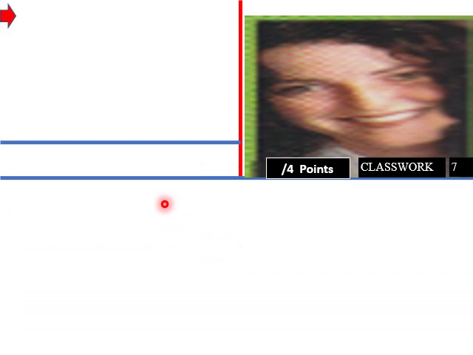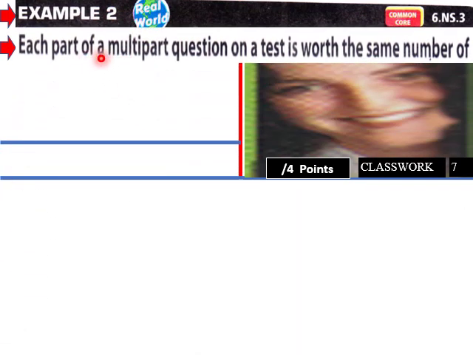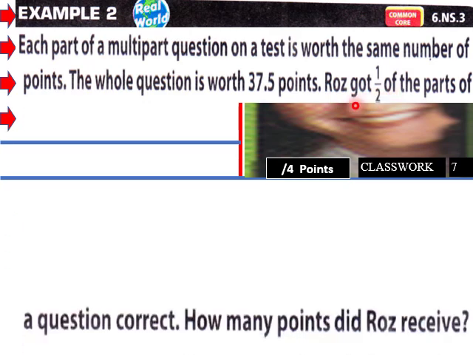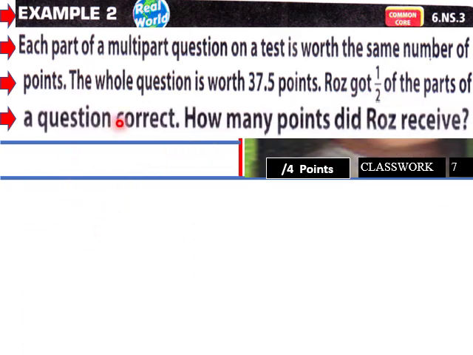Okay, knowing that much, we're going to go into example 2. Each part of a multi-part question on a test is worth the same number of points. The whole question is worth 37.5 points. Roz got 1/2 of the parts of a question correct. How many points did Roz receive? So she got 1/2 of the parts correct of this amount here.